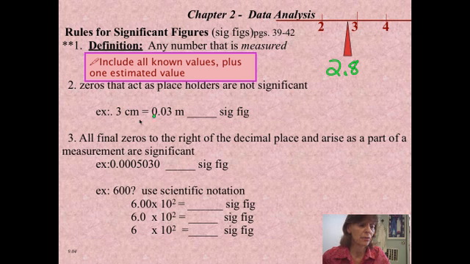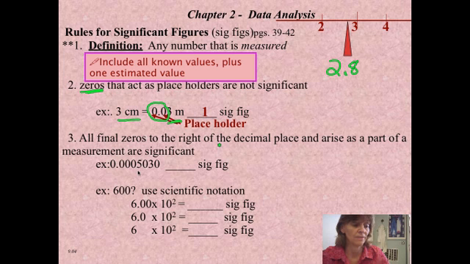For instance, zeros can be confusing. In this case, if you measured 3 centimeters, but you wanted to record it in meters, you'd have to add these zeros to show the size of the number. Those are just placeholders, and that measurement still only has one significant digit. If you have a number such as in number 3 down here, it's very small, but you measure 5030. Those are the numbers you actually measure, because these are all just placeholders. You get 4 significant digits.